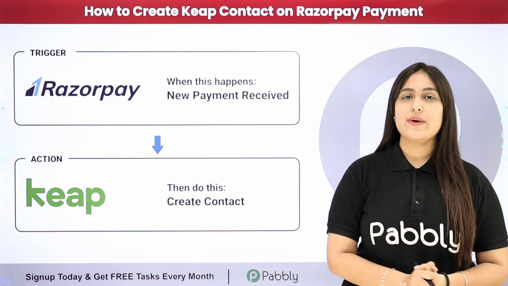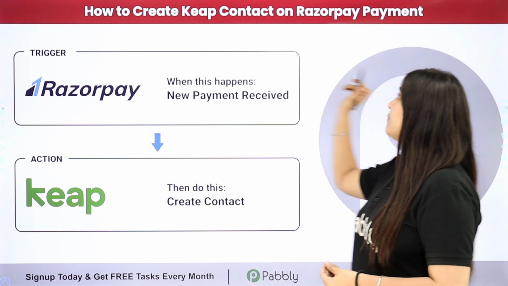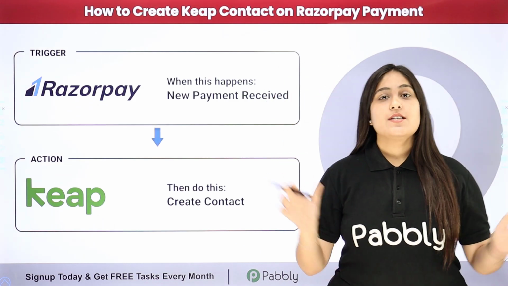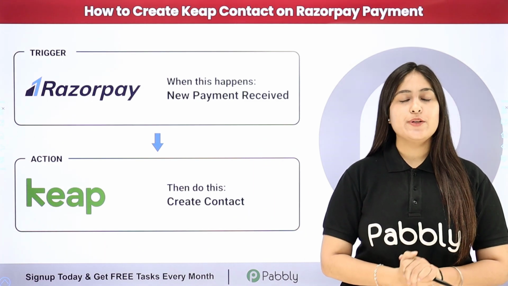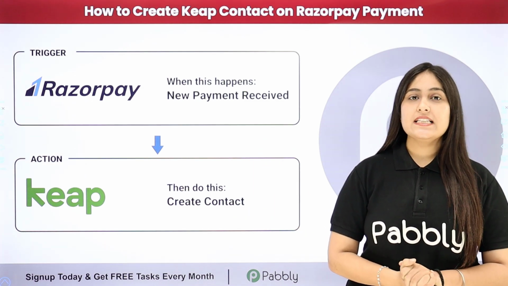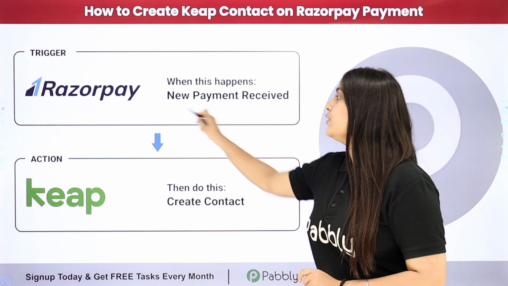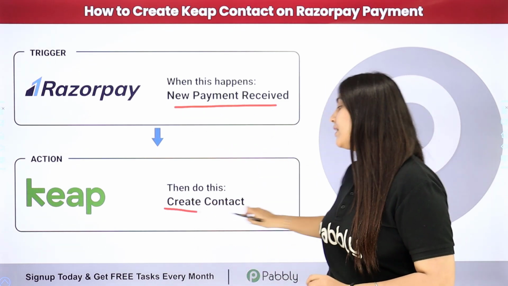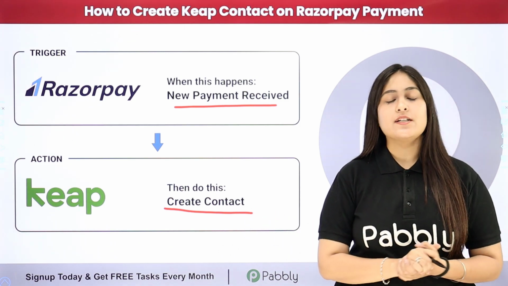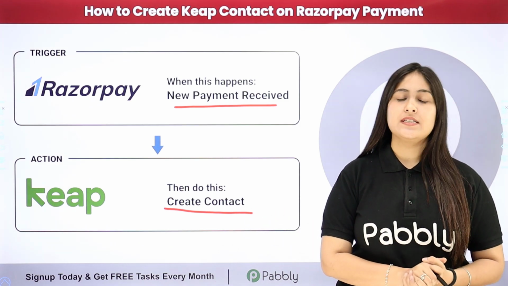So in this video we are going to understand how to create Keap contact on Razorpay payment. So I sell online courses and I use Razorpay as my payment gateway to receive new payments. So now here in this case I want that whenever I receive a new payment, then automatically using that detail a new contact should be created in my Keap account so that I can send the course materials and follow up emails with the students.